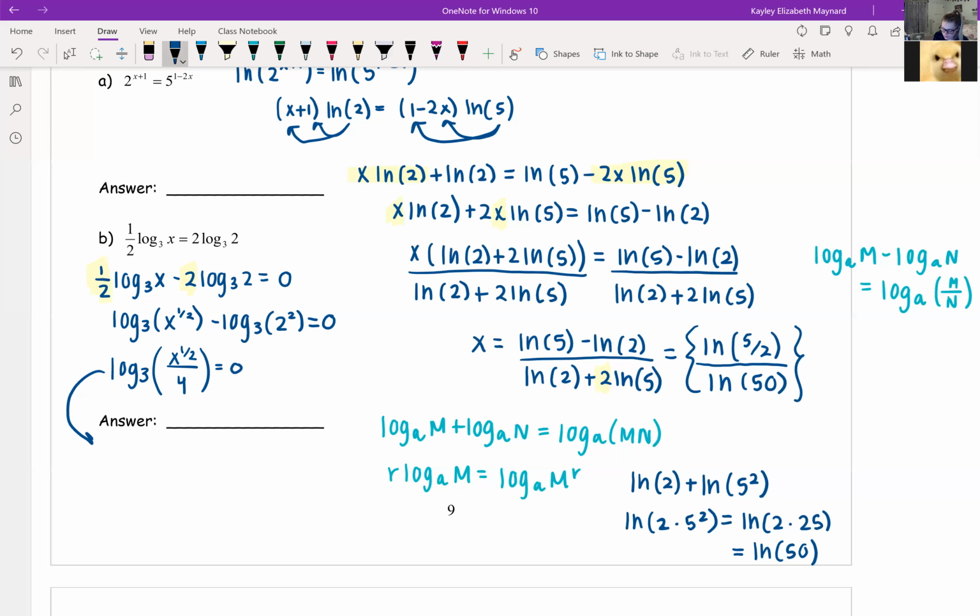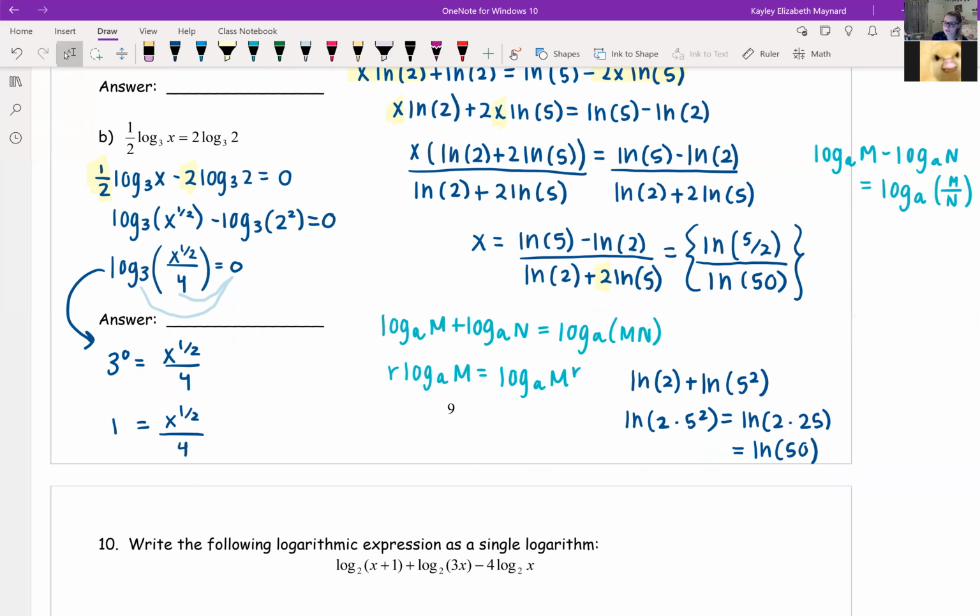So I'm going to continue my work down here. So now we've got a single log. So remember, by the definition of what a log is, this is the same as saying 3 to the 0 power is equal to what's inside. So I have 3 to the 0 power is equal to x to the 1/2 over 4. This isn't too bad because we know 3 to the 0 is 1, because anything to the 0 power is 1. So I have 1 is equal to x to the 1/2 over 4.